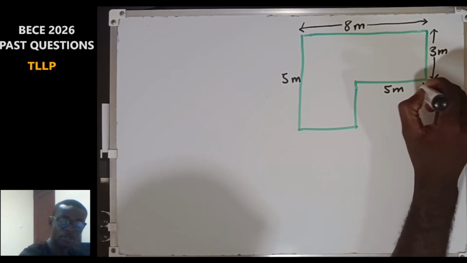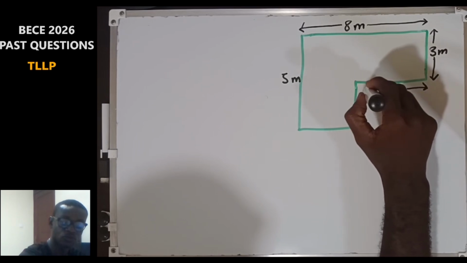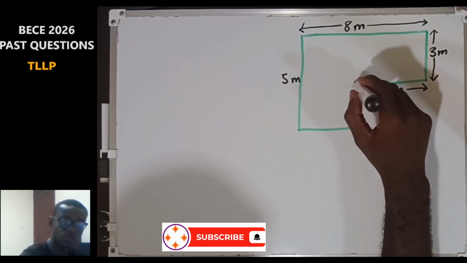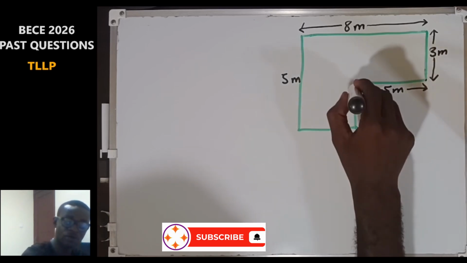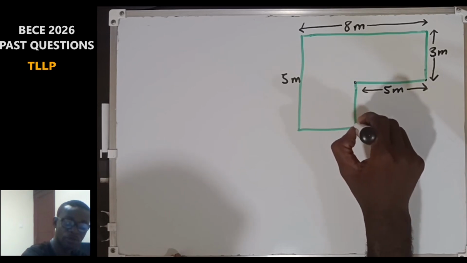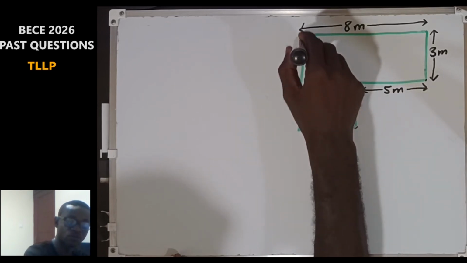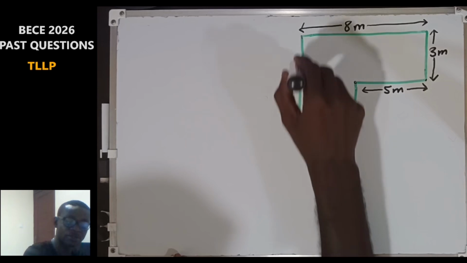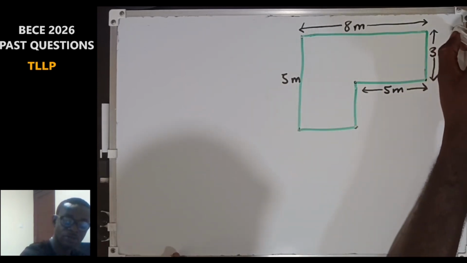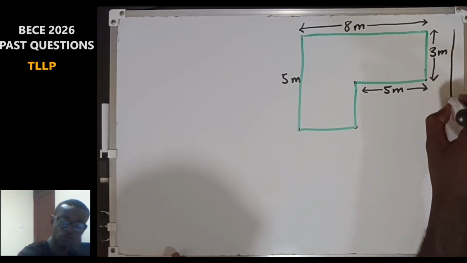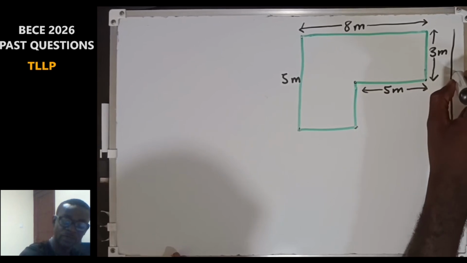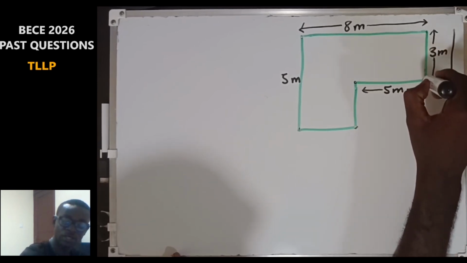Then from here to here, that is this length to this length, and they said it's 5 meters. Then we have to take this length to this length. But watch here, you see that from here to here is 5 meters. See this length from here to here is 5 meters. That means this length also, that is this length, is also going to be 5 meters. But from here to here is 5 meters.